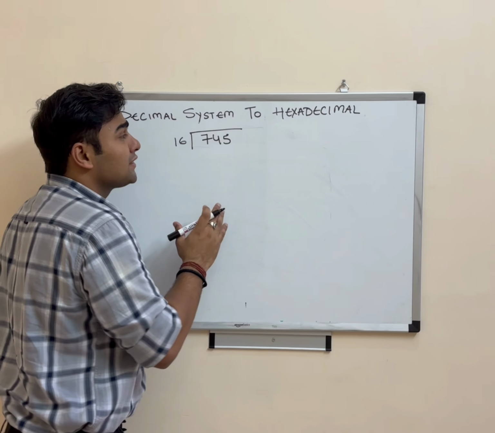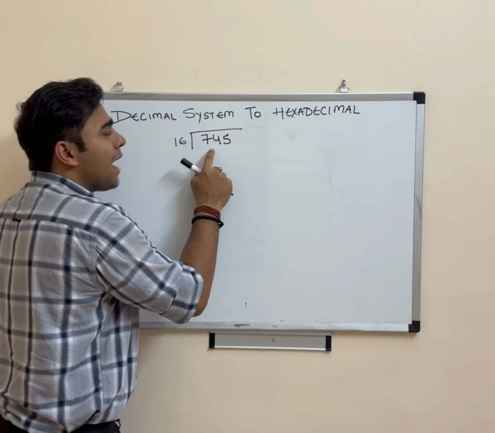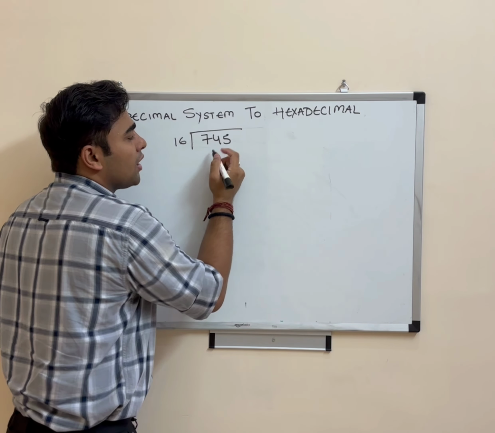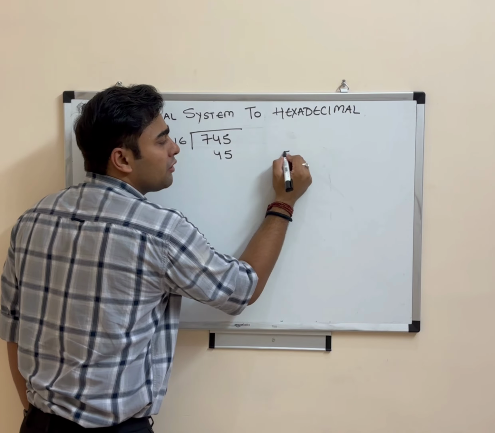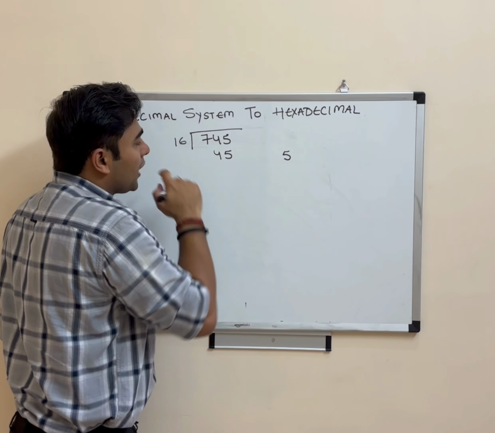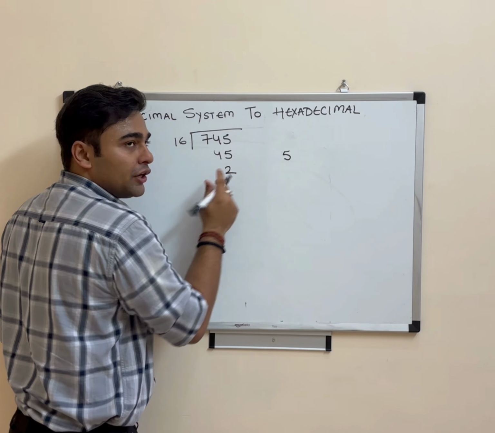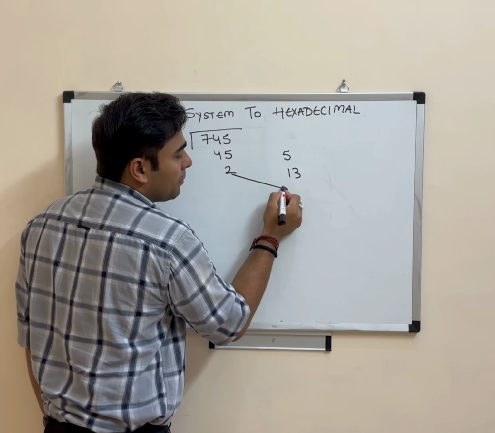So we will take another example for a better understanding of this conversion. I'm going to take the number 745. If I divide this number by 16, I'm going to get 45 here. So what would be the remainder? Remainder would be 5. Now, if I want to divide this again by 16, 16 times 2 is 32. So you will get the remainder as 13, and 2 would come up here.